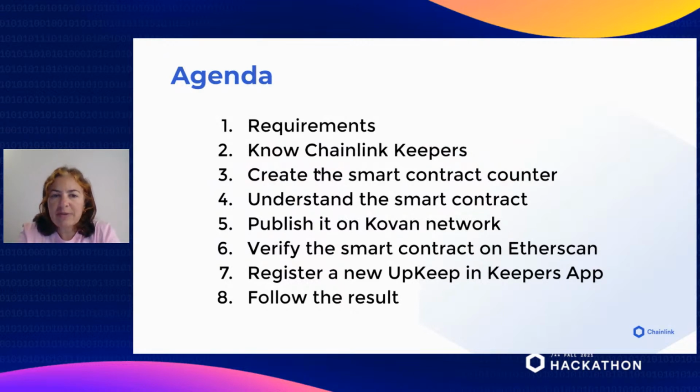So, we need to see some requirements to use the Chainlink keepers, how it works, what we are doing. Then we are creating a smart contract. This is a basic smart contract, it's only a counter, and we'll understand what is happening, how keepers can help our counter, because it will update our counter. We are publishing, verifying, creating the upkeep job in the keepers app, and following the result.